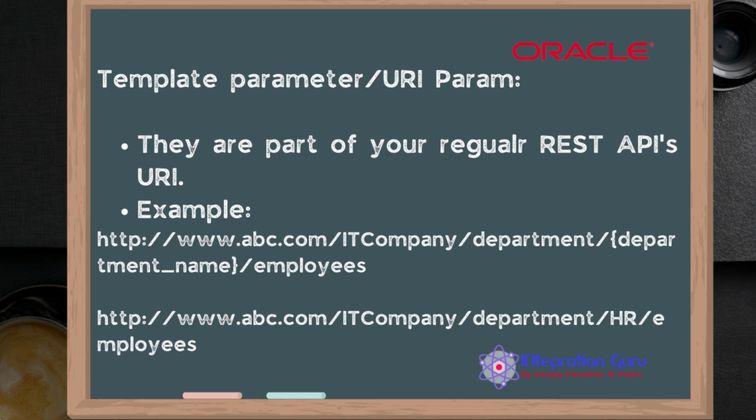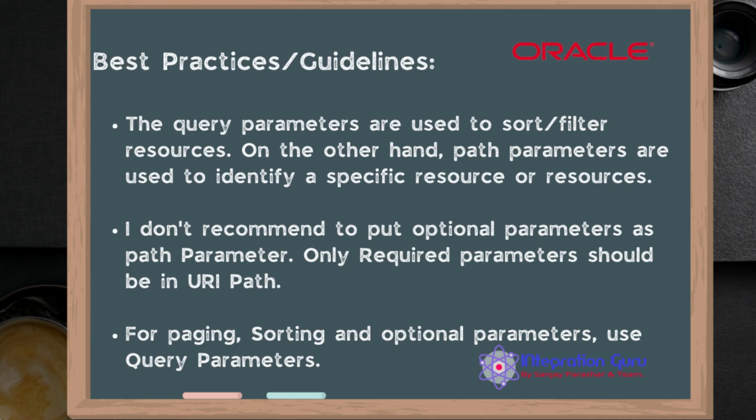Now let's talk a little bit about the best practices and the recommended guidelines around these concepts. Query parameters are used to sort or filter the resources, and on the other hand, path parameters are used to identify a specific resource or resources, as you saw in the example that I just showed you. To filter out the department, it's best to use a template parameter, and if you want to filter out employee ID who belongs to the HR department, it's best to use a query parameter.